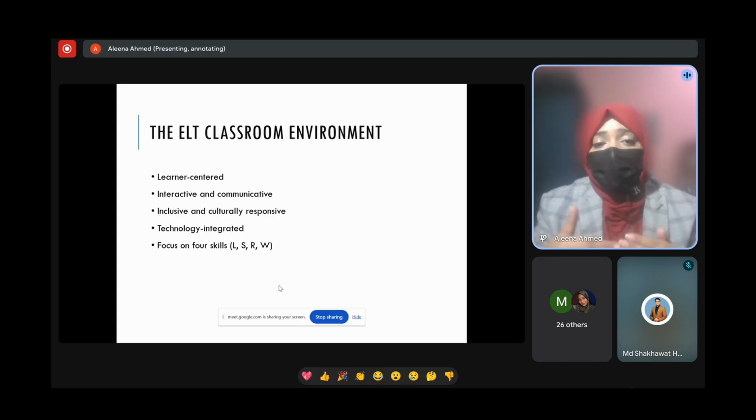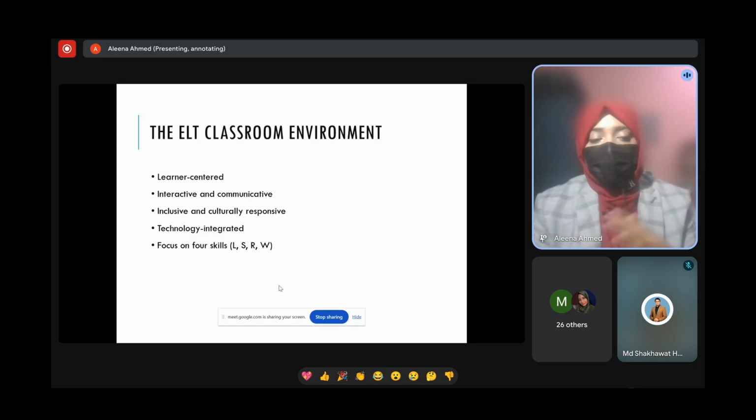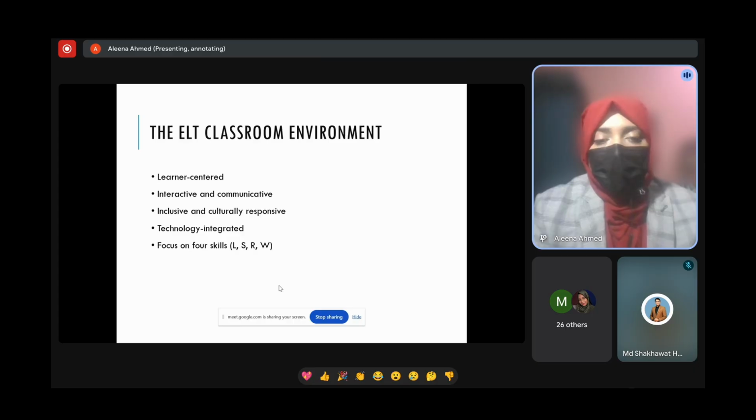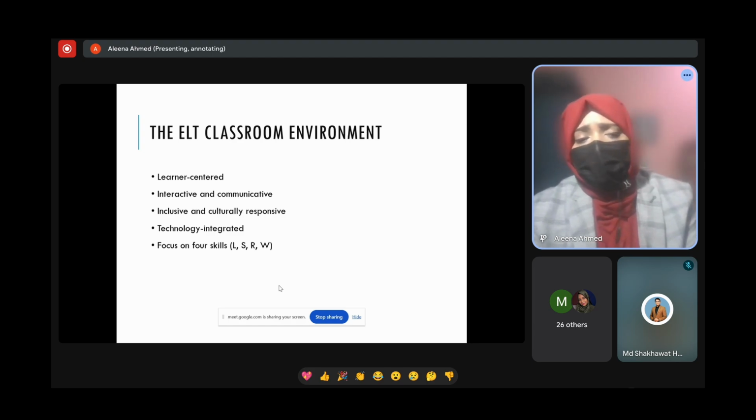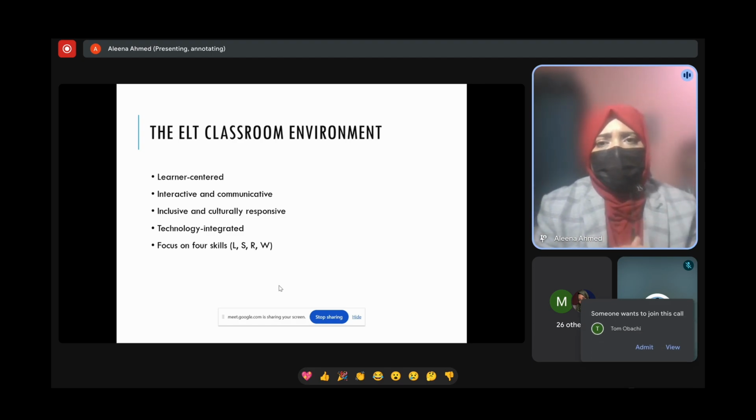So definitely it will go through a very enhanced and well designed lesson plan, right? About the third point, it should be inclusive and culturally responsive. Inclusivity may be a challenge for new ELT teachers, and it was for me as well when I was a beginner in teaching. How to include all types of students, because we have different kinds of students.